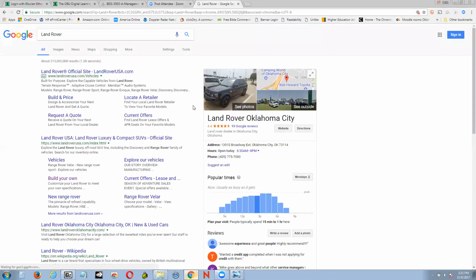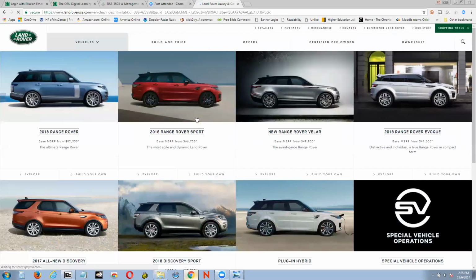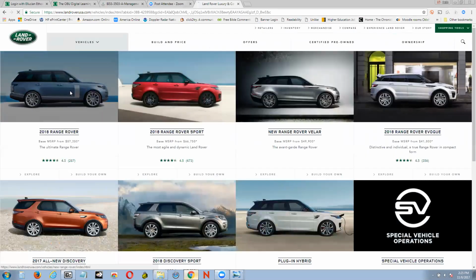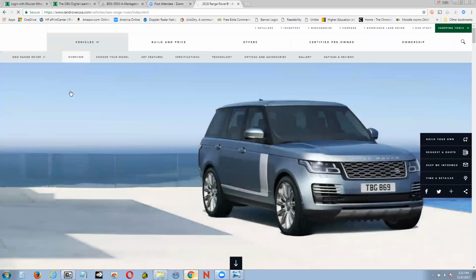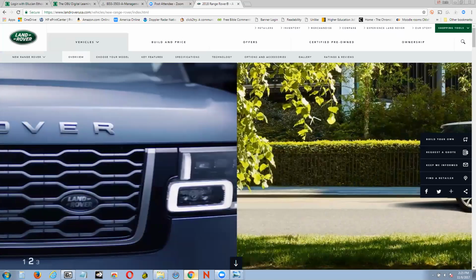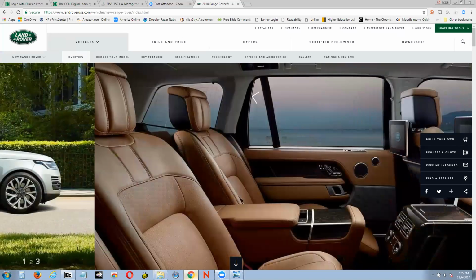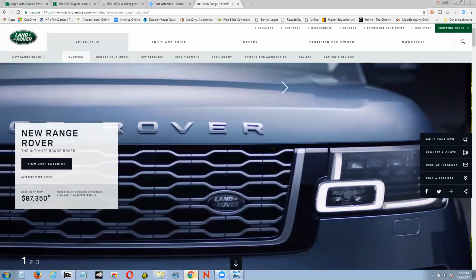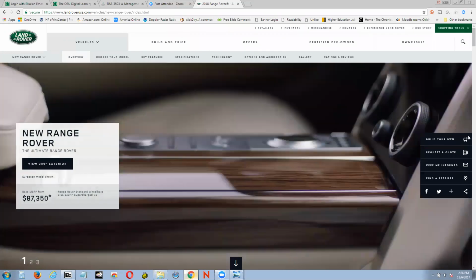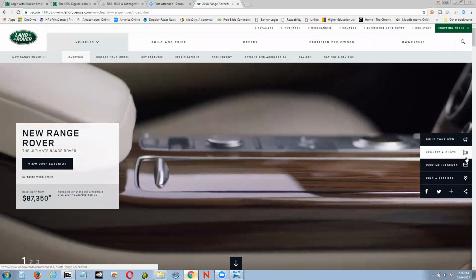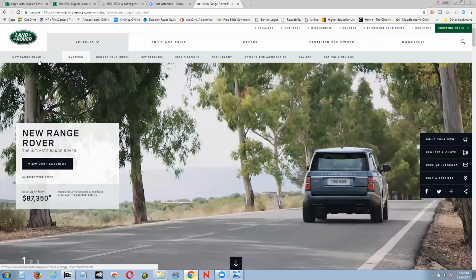Okay, now they've got the official site, and they probably should have. Here we go. I could probably pop in here on the Range Rover 2018, and I can see what the thing looks like and all that business. Get some interior views, etc. And again, this is to let you kind of experience the vehicle, okay?